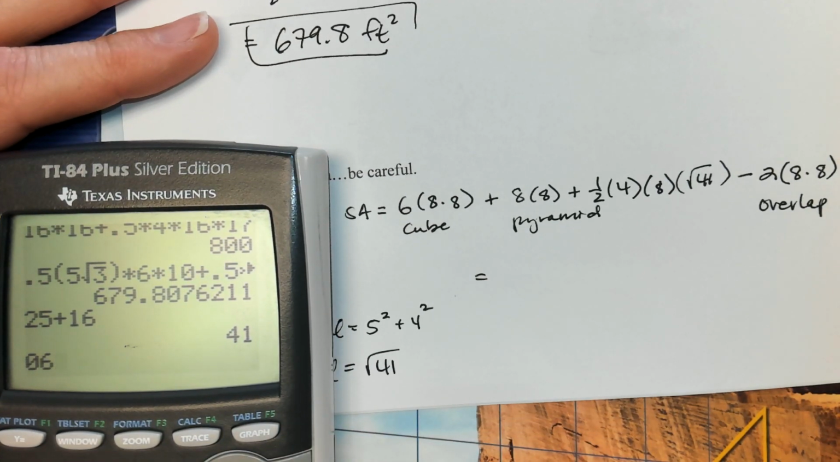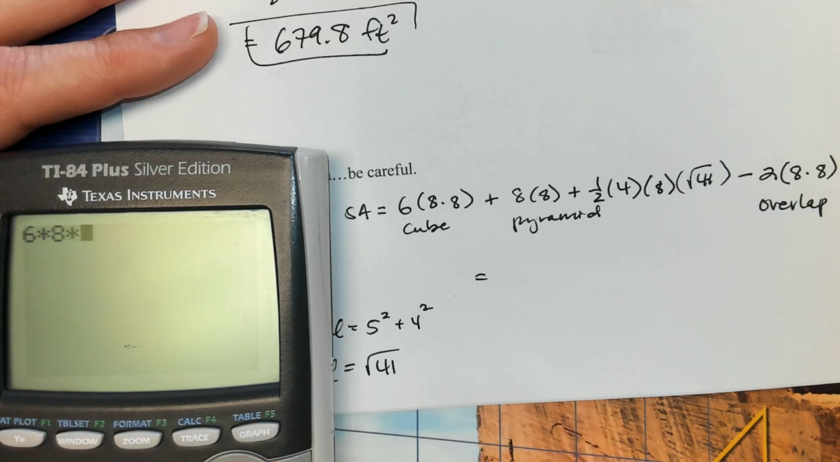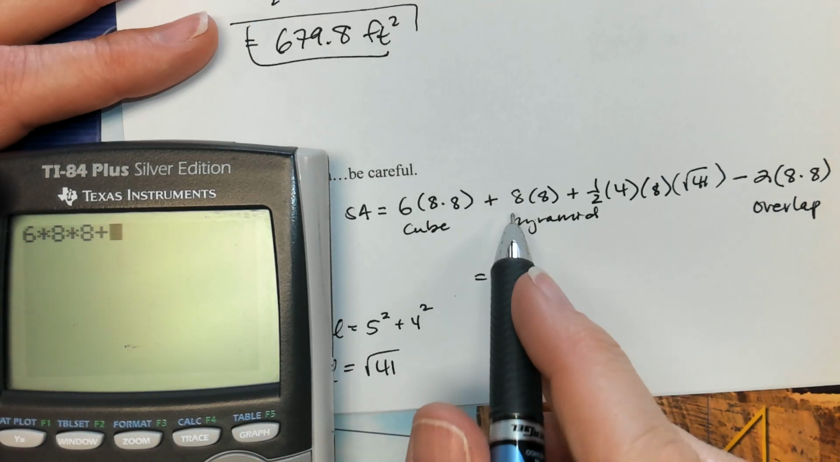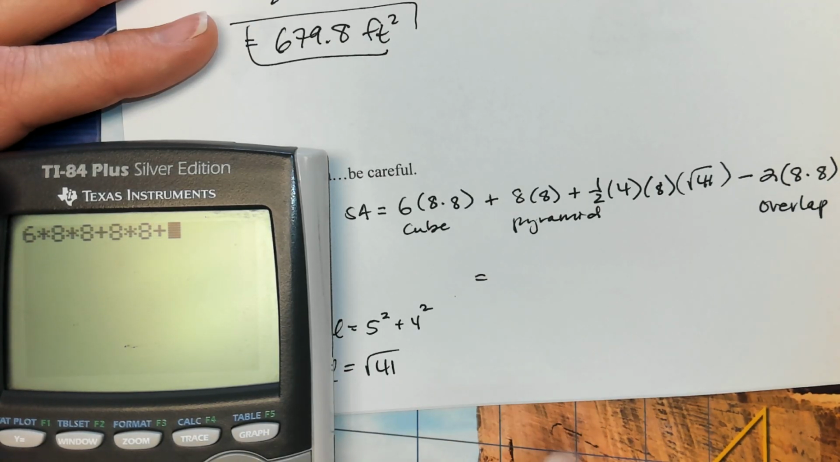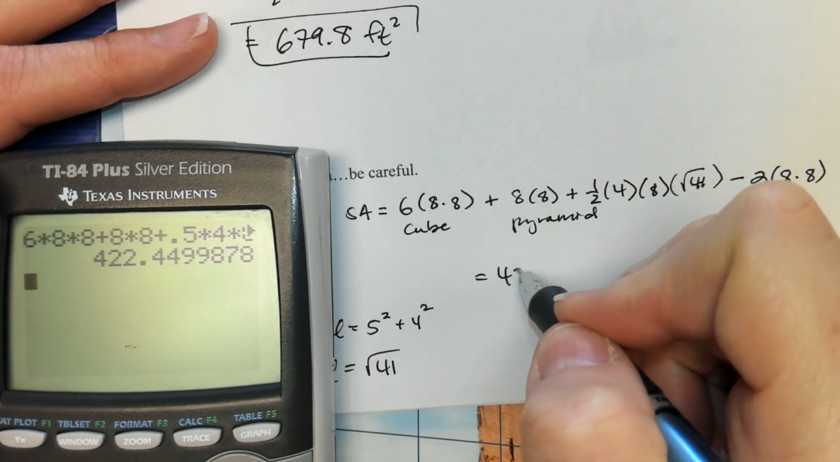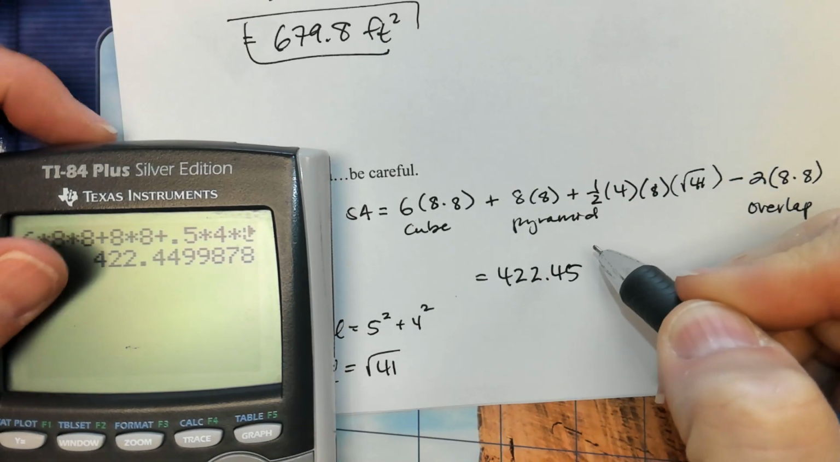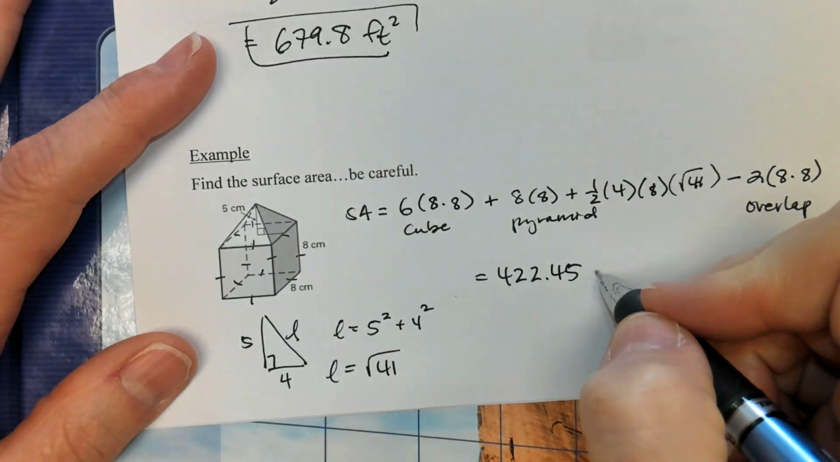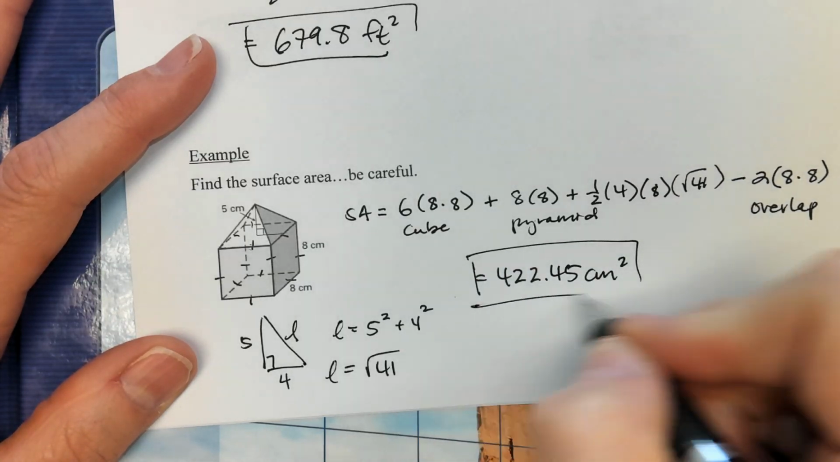So I've got 6 times 8 times 8 plus another 8 times 8 plus 0.5 times 4 times 8 times root 41. And then I'm going to minus 2 of the 8 times 8s. Equals, so it looks like I got about 422.45 centimeters squared.